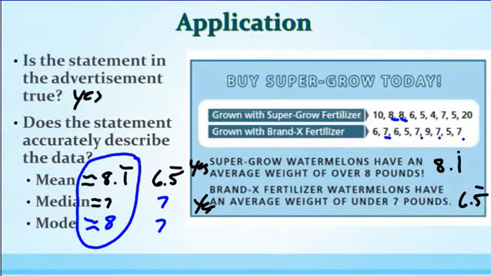And the Brand X says that the average is under 7. So if the average or the mean is 6.5, and the median, the middle number, is 7, that means you have a little more over 7, a little more under 7. The mode is 7, the one that appears most often, that is true. So we would say yes, the statement accurately describes the data. So that is our lesson on analyzing measures of central tendency.